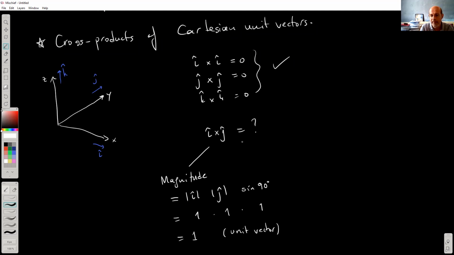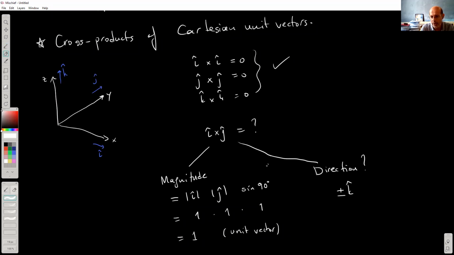Then we ask about the direction. I and J are in the XY plane, so the direction should be perpendicular to the XY plane. The K unit vector, along the Z axis, is perpendicular. Therefore the result is either plus K or minus K. Again, there are these two possibilities for the perpendicular direction. But the question now is, which sign should I take?